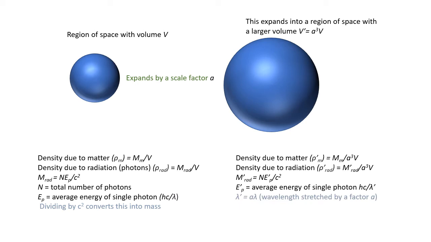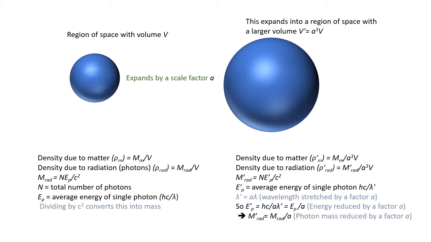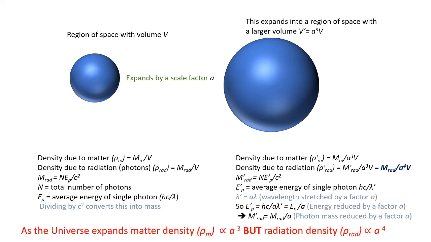However, the wavelength of each photon is stretched out by a factor of A due to the expansion of the universe. This means that the energy of each photon is reduced by a factor of A, which means that the photon mass is reduced by a factor of A, and the density due to photons is a factor of A to the 4 smaller rather than A cubed. So this means as the universe expands, the matter density falls as the cube of the scale factor, but the radiation density falls as the 4th power of the scale factor.